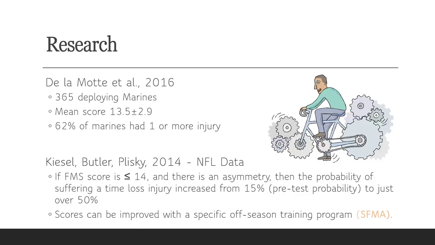There was a research study done by De Lamont and colleagues in 2016. A total of 356 Marines completed FMS testing, with 53.1% of Marines scoring less than a 14 on the FMS scale. More than 72% of Marines had right-left discrepancy on one or more FMS tests. The shoulder mobility test yielded the highest percentage of discrepancies. The majority of Marines, 62%, reported a history of one or more previous musculoskeletal injuries in the past 12 months.